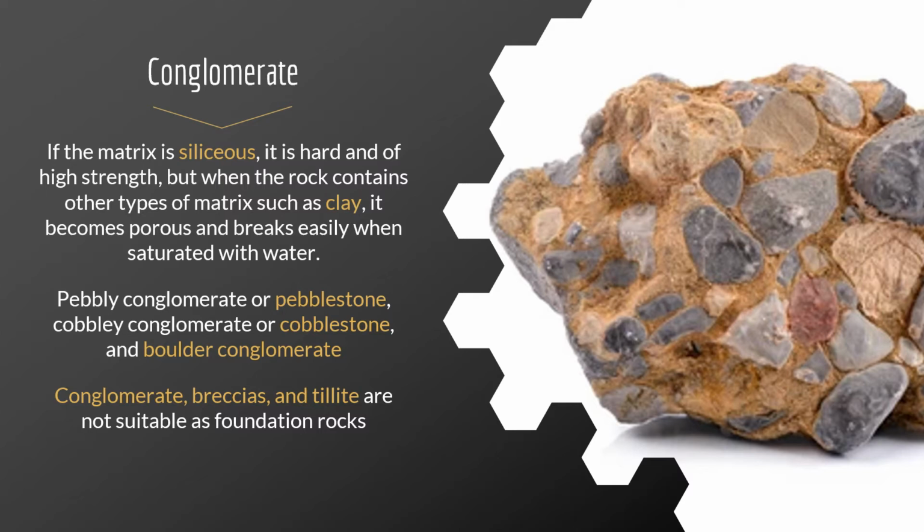Depending upon the dominance and size of these rounded rock fragments, the conglomerates are termed pebbly conglomerate or pebblestone, pebbly conglomerate or cobblestone, and boulder conglomerate. So when the majority of boulders in a sedimentary deposit are angular and uneven, the rock is termed breccia. When boulders in large numbers remain embedded in clay, the resulting deposit is called tillite. Conglomerate, breccias, and tillite are not suitable for foundation rocks as they crumble under pressure and in saturated condition and permit leakage of water through them.